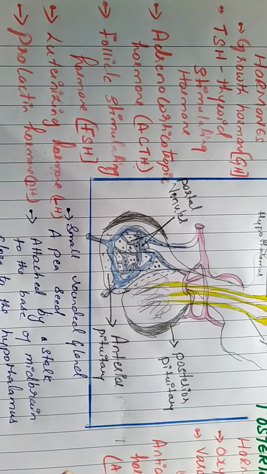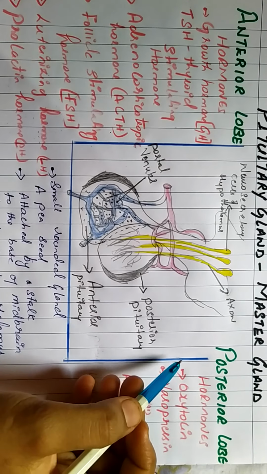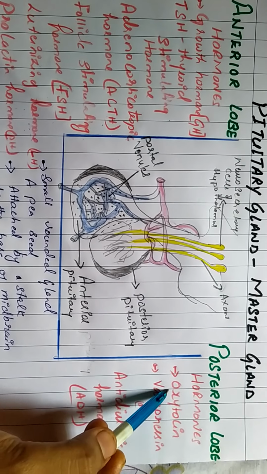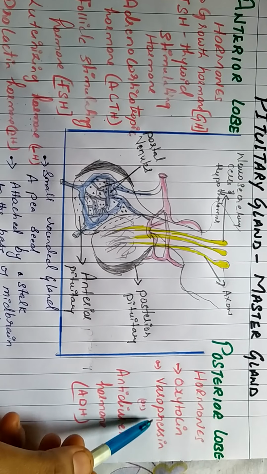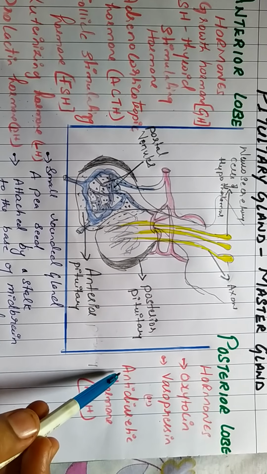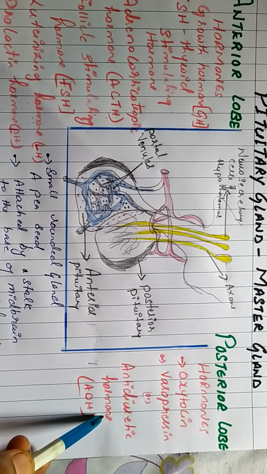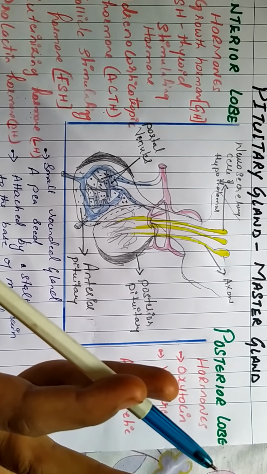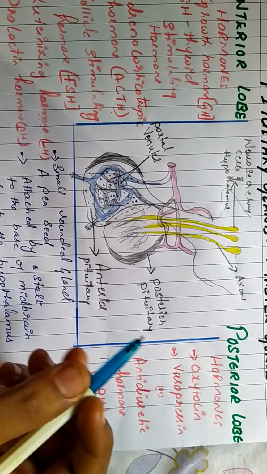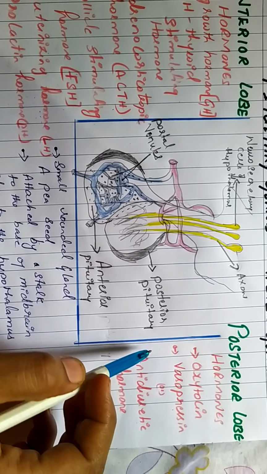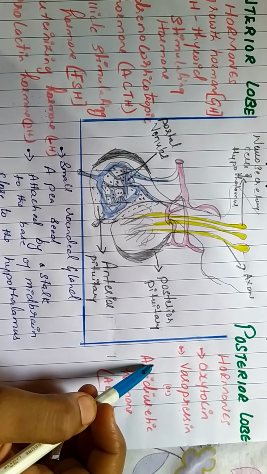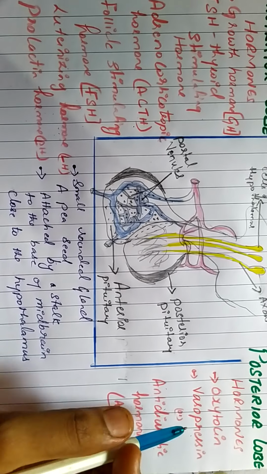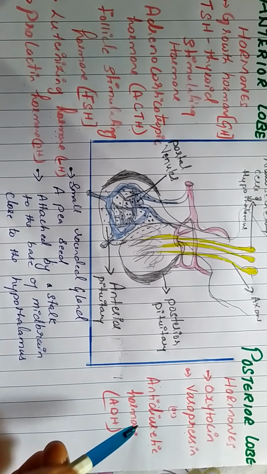And the next is the posterior lobe. The posterior lobe of the pituitary gland produces two hormones, oxytocin and vasopressin. Vasopressin is also called antidiuretic hormone. The oxytocin hormone stimulates the contraction of the uterus at the time of childbirth, and is responsible for the birth of the baby. It also helps in the expulsion of milk from the breast when the baby is initially sucking.